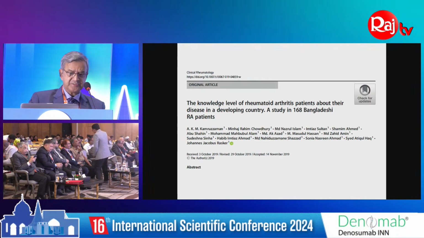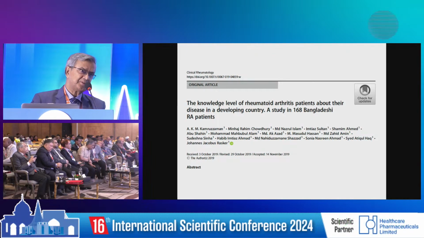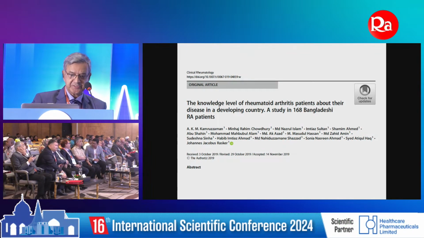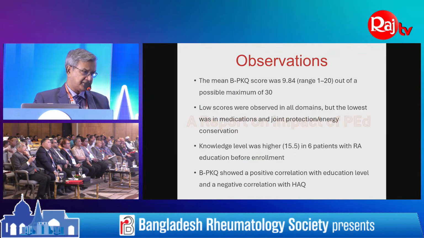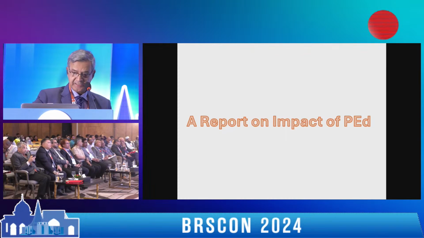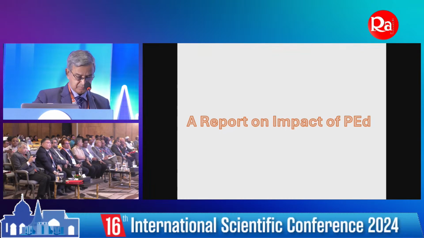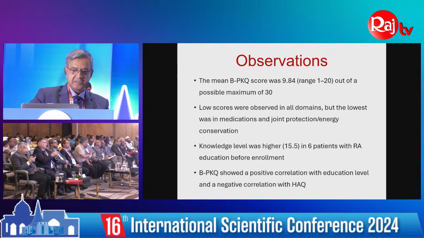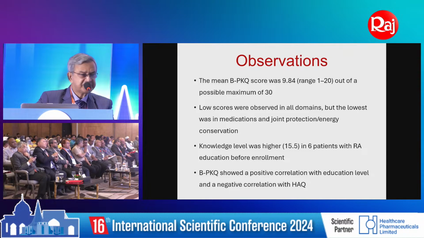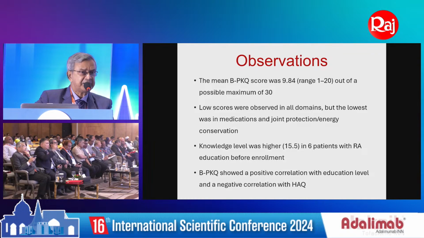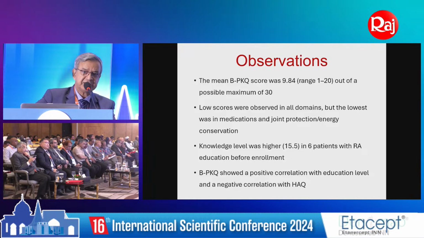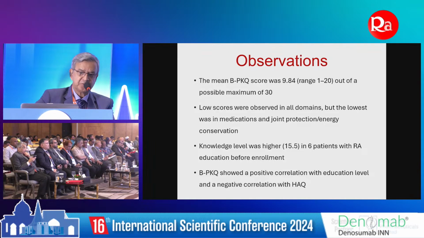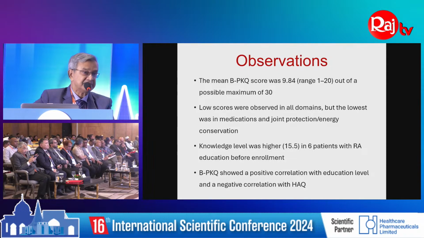About the knowledge of patients, this was a study undertaken in the Department of Rheumatology, Bangabandhu Sheikh Mujib Medical University. 168 patients with rheumatoid arthritis were evaluated about their knowledge on rheumatoid arthritis, and this is the Bangla Patient Knowledge Questionnaire, BPKQ. The mean score was 9.84 in our patients, and the range was between 1 and 20 out of a possible maximum of 30.